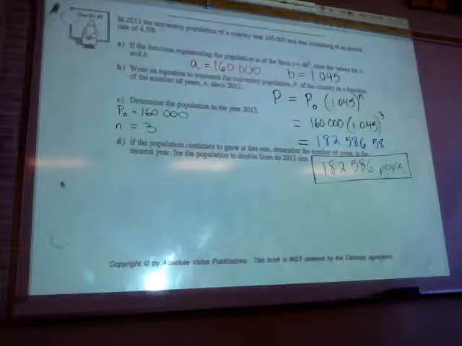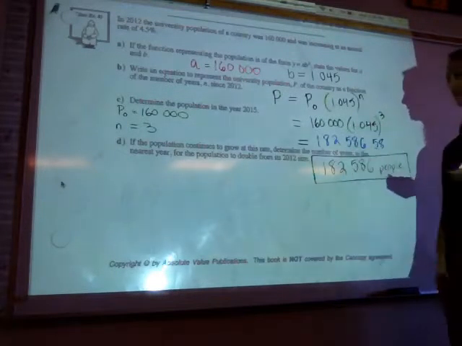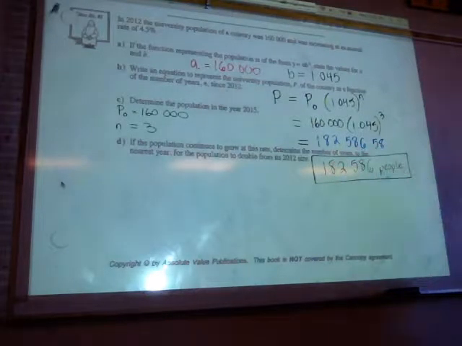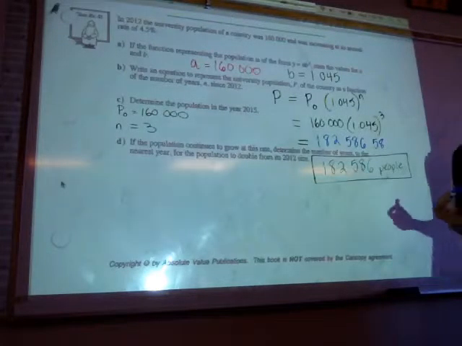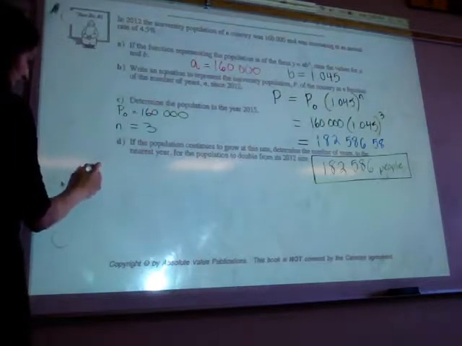Okay, so if the population continues to grow at this rate, determine the number of years to the nearest year for the population to double from its 2012 size. So we're going to continue growing at the same rate. We need to figure out how many years to the nearest year for the population to double from its 2012 size. What was the population in 2012?